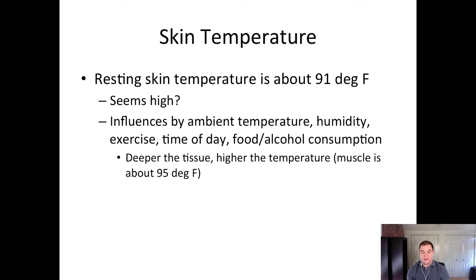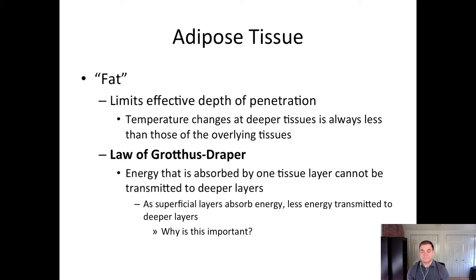So the deeper the tissue, the higher the temperature. The book talks about the muscle temperature is about 95 degrees Fahrenheit, which is about 5 degrees higher than your skin temperature. Fat, adipose tissue, essentially fat, just limits the effective depth of penetration of the energy from the thermal modality. Temperature changes at deeper tissues is always less than those with overlying tissues. Right? So if I put a hot pack or ice bag on somebody, the superficial layers, the top layers, are going to get more energy than the deeper layers.